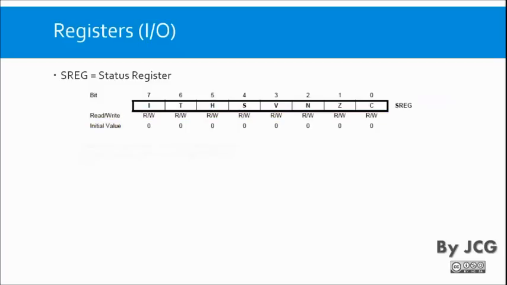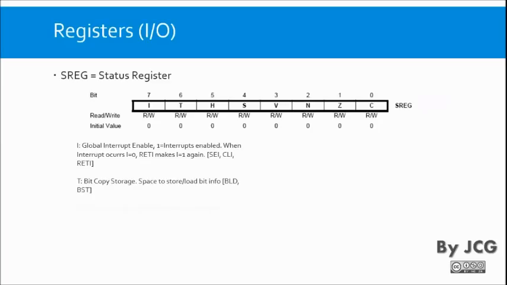So what is the function of these 8 bits? Let's start from bit number 7. Bit number 7 is the global interrupt enable. When we put a 1 in this bit, we enable interruptions. The next bit is the T bit. This is used to store and load information from some other specific bit. So for instance, if we want to store the status of, let's say, a sensor, whether it is 1 or 0, we can use this temporary space, which is again the T bit. All these bits are called flags.